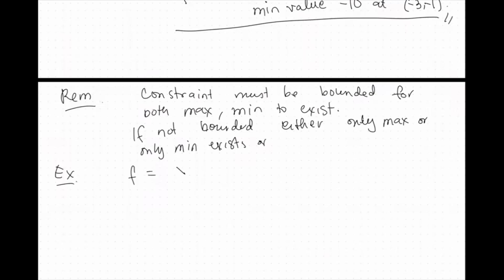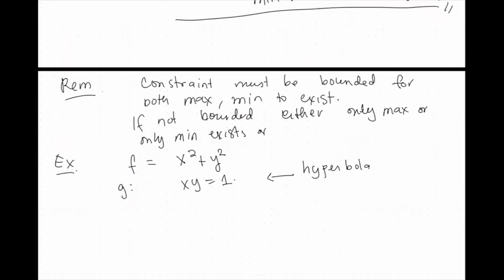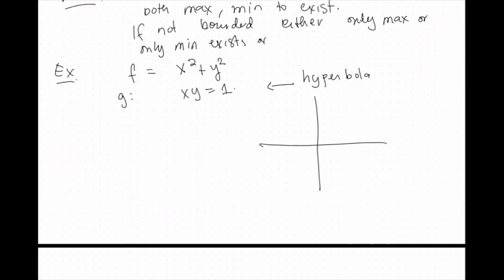The objective function is x squared plus y squared, and then the constraint is given by xy equal to 1. So this is a hyperbola. And then the graph of this hyperbola is this. This is our x, this is our y, and then it goes like this.